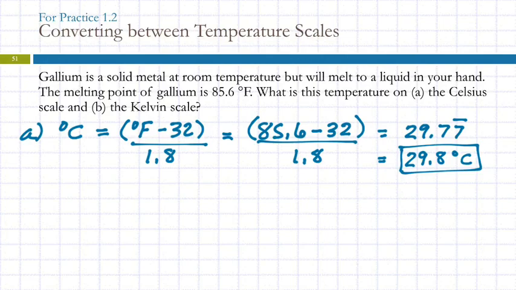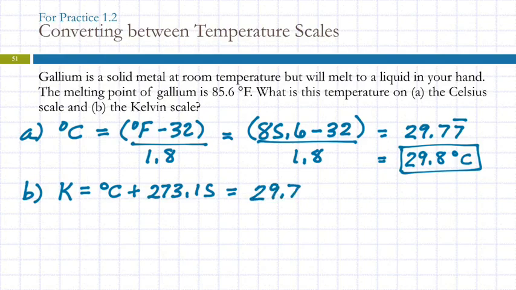Then there's a part B. Convert that temperature to Kelvin. There was not an equation for Fahrenheit to Kelvin. You have to convert the Fahrenheit into Celsius and then the Celsius into Kelvin. So here we've got the Celsius temperature. So the Kelvin temperature equals the Celsius temperature plus 273.15. I'm going to use the unrounded number here. We won't get hung up on that just yet.